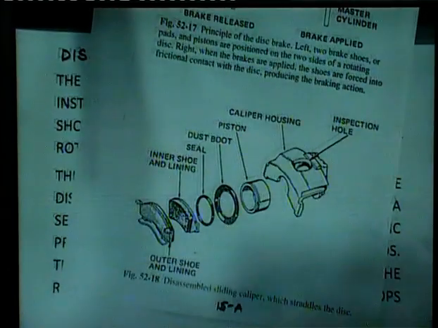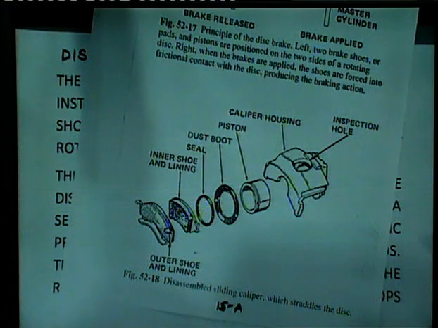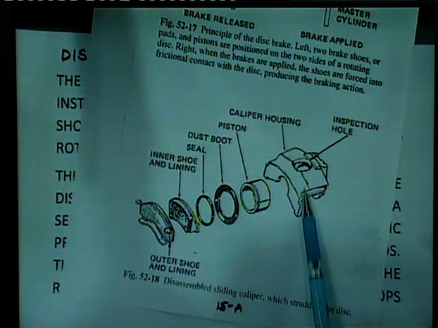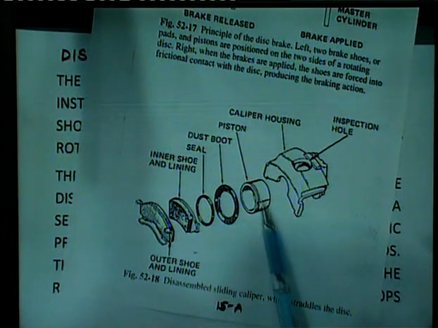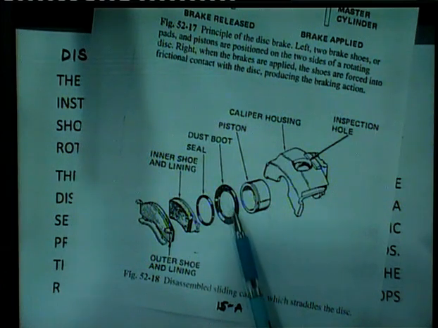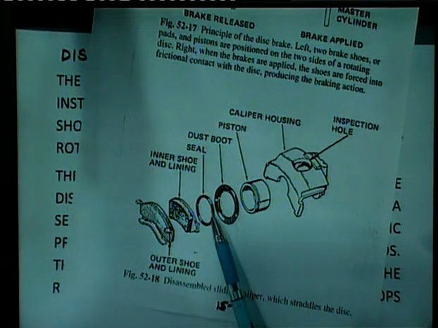You can see how the brake lining or the brake pads are held in a caliper. See in the figure, this is the caliper housing. This is the frame, you can say, that holds all these things, and next is the piston that moves in this caliper, and this is a boot, this is a seal.